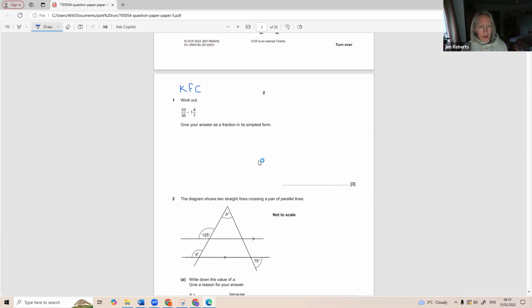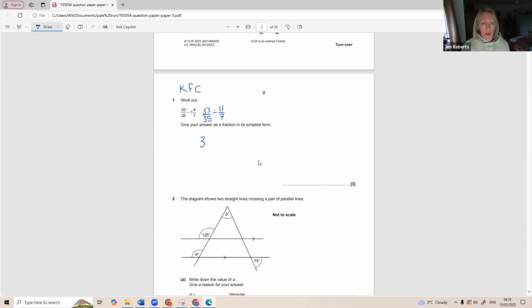How do we do that? 1 times 7 is 7, plus 4 is 11. So this is the same as 11 over 7. So we have 33 over 35 divided by 11 over 7. Now we can keep, flip, change.